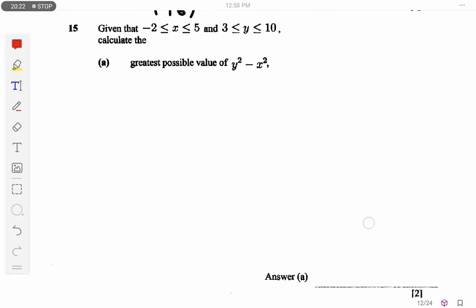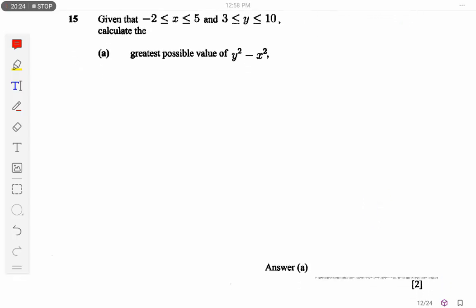Given that we have our x in the range of -2 to 5 and our y is that, find the greatest possible value of y squared minus x squared. Okay, so you find out that to get our greatest possible value, our y should be greater.